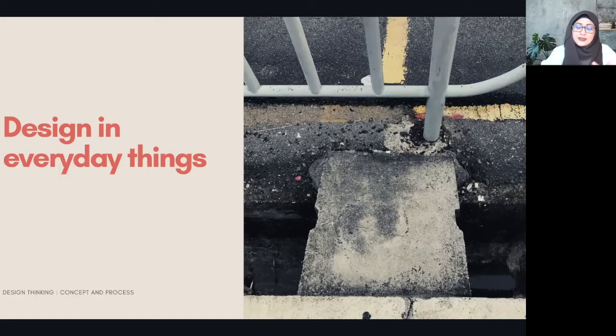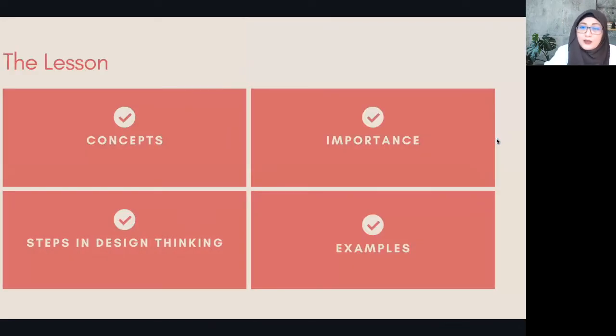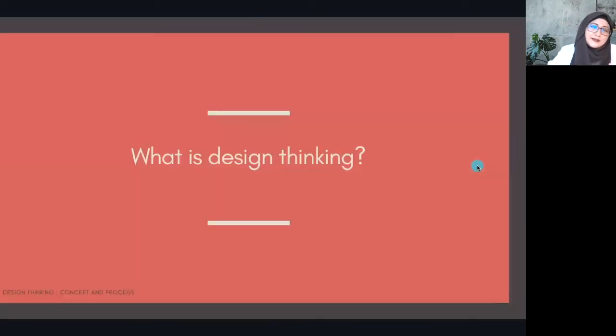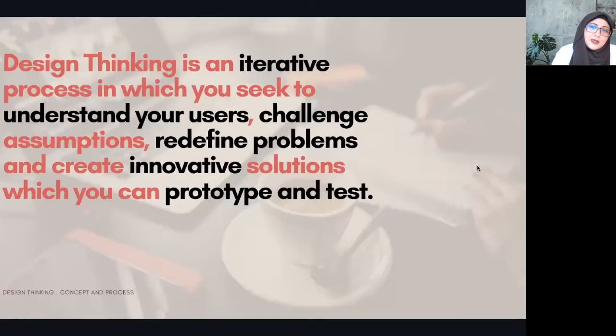So in this lesson, we will learn about what design thinking is, why it is important, the steps in design thinking, and some examples from my previous projects. So what is design thinking? Design thinking is an iterative process in which you seek to understand your users, challenge assumptions, redefine problems, and create innovative solutions which you can prototype and test.